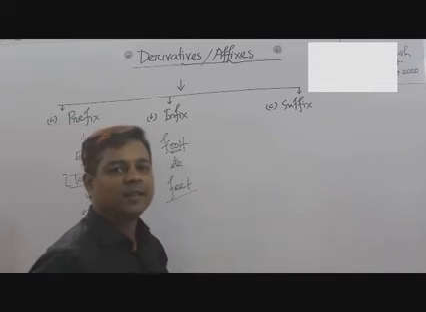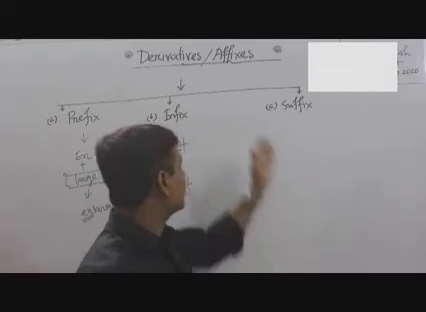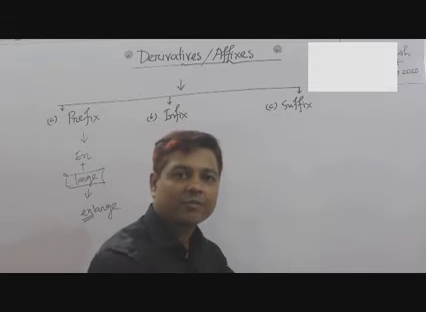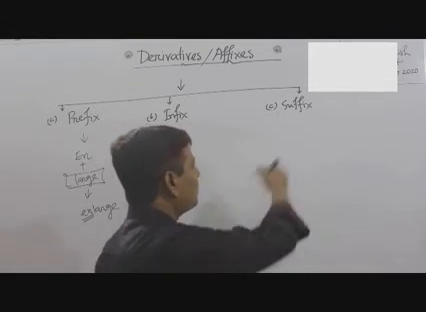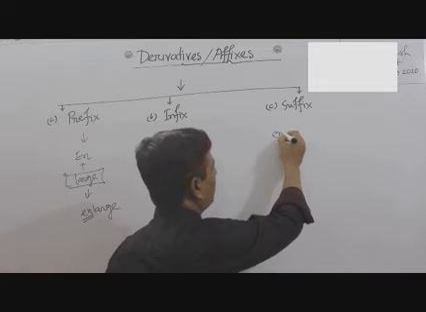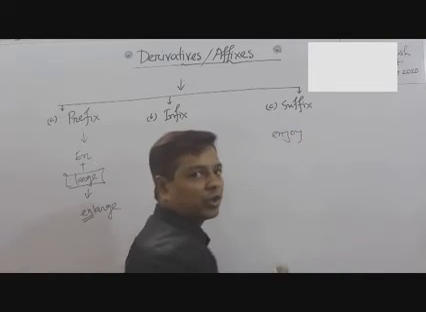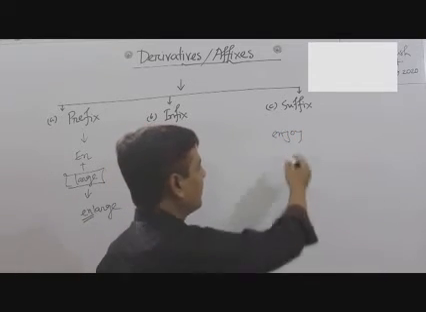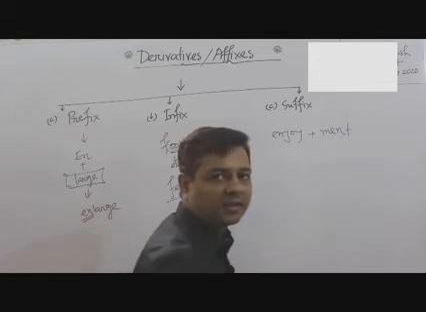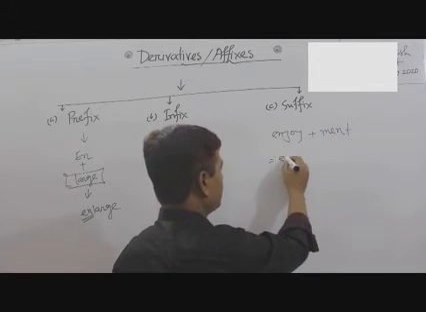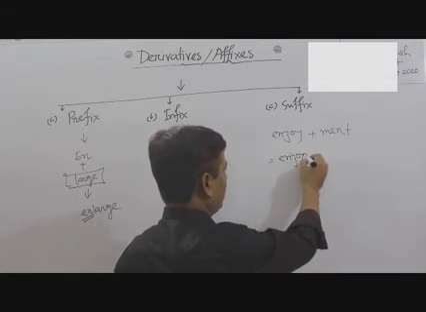And suffix, if we add some derivatives or affix at the latter part of the word, it turns into suffix. For example, enjoy is the parenthesis, then use ment, and finally the word becomes enjoyment.